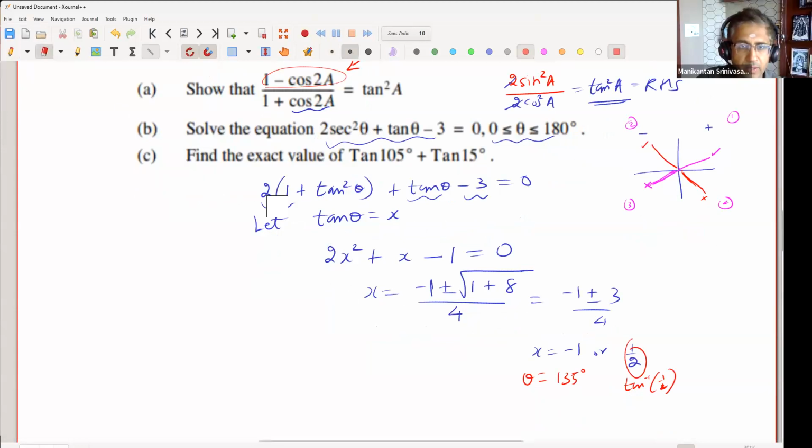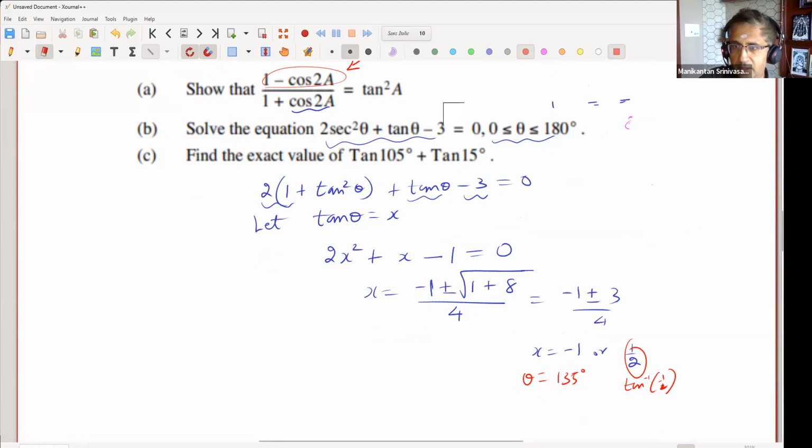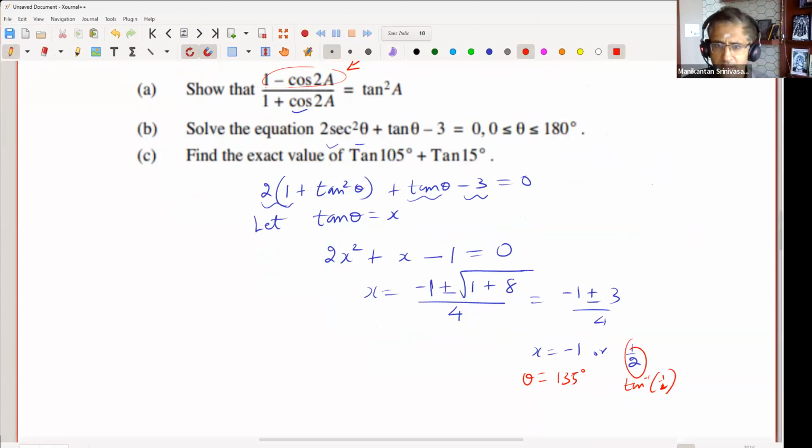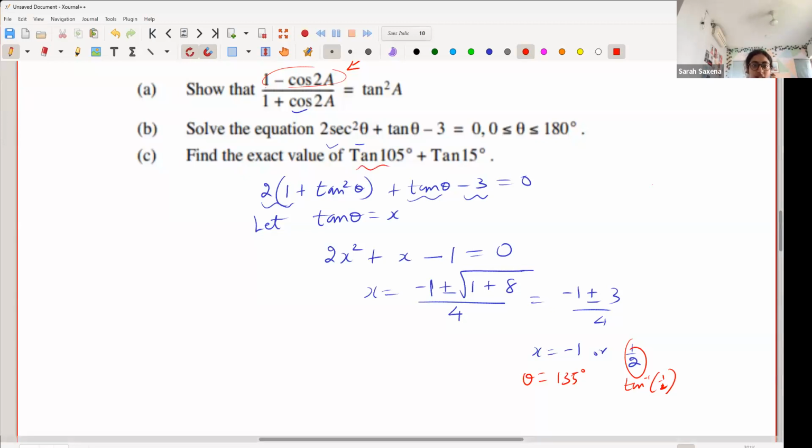Find the exact value. Sarah, what did you get for the C part? Exact value of tan 105 plus tan 15. I didn't solve this question. Okay. Why is that whoever I'm asking, they have not solved that particular question? I mean, they are all fairly straightforward, looks like, right? When I saw A, I thought I won't be able to do this, so then I didn't do it. Okay. They're all unrelated questions, right? So, but anyway, let's do it now.